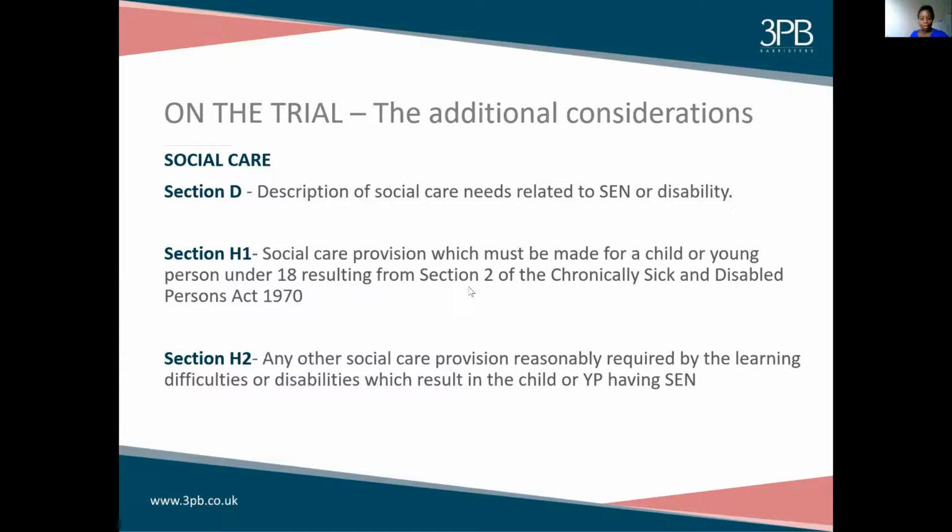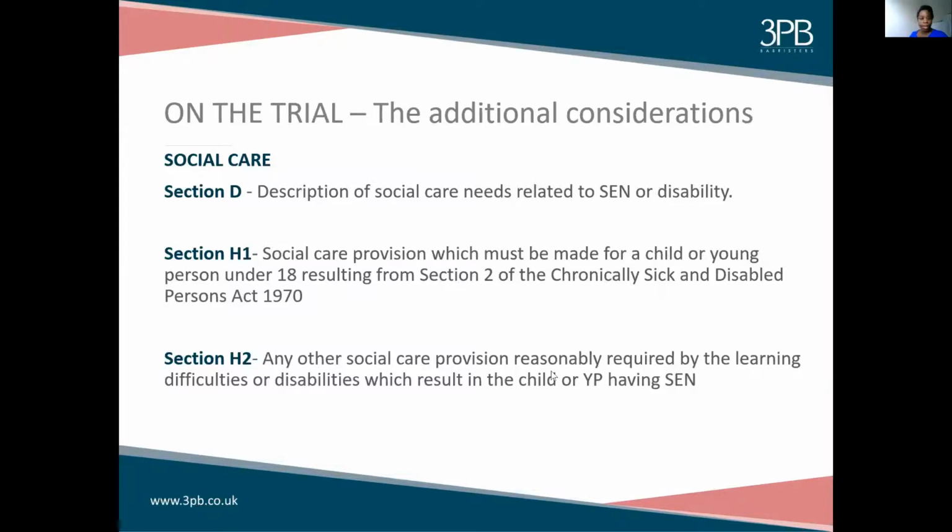What do I mean by that? So the social care services that can be provided under that Act are quite wide-ranging. For example, this can include things such as support at home, support for accessing the community, support for accessing recreational activities, respite care, even adaptations to the home.